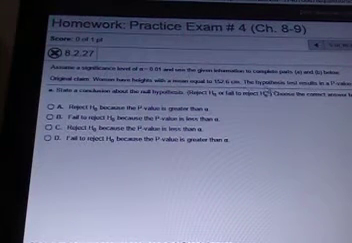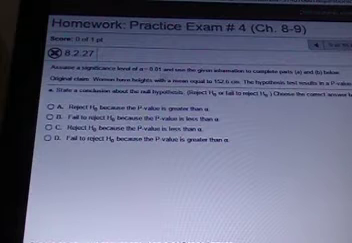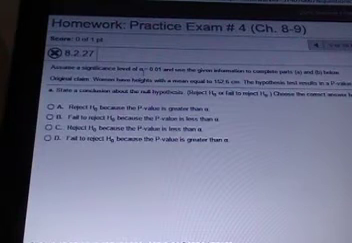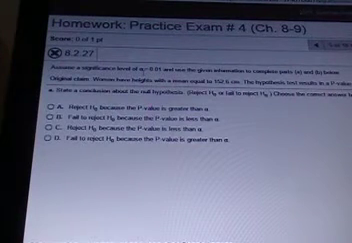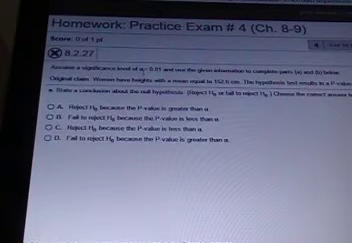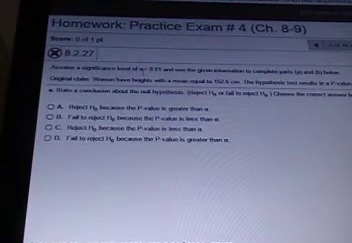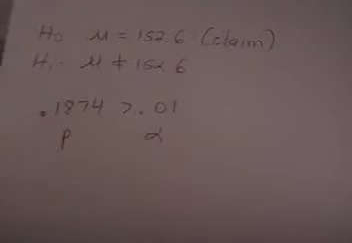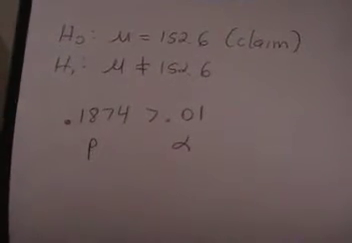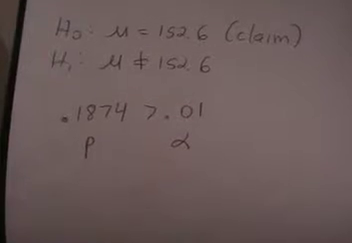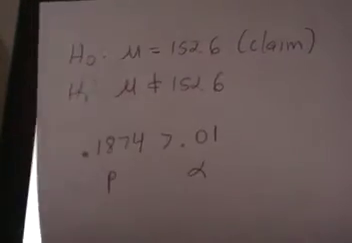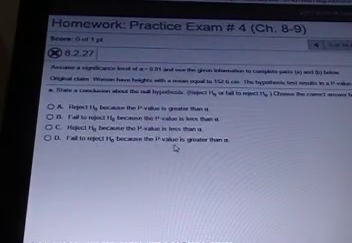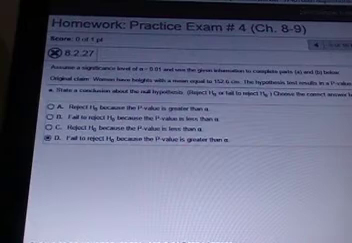Okay, this time again we have a p-value that's 0.184. That's way bigger than the significance level, which they changed to 0.01 this time. The p-value is greater than alpha again. Oops, 0.01. The p-value 0.1874 is greater than the significance level they gave me, 0.01. So again, I failed to reject the null hypothesis, because the p-value is greater than alpha again, just like the last question.